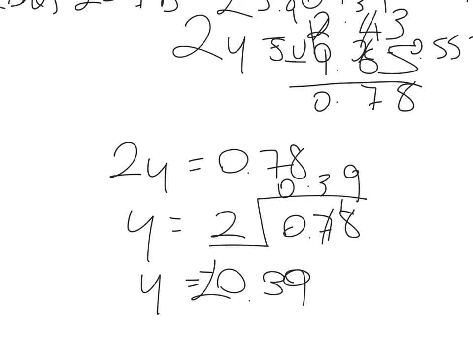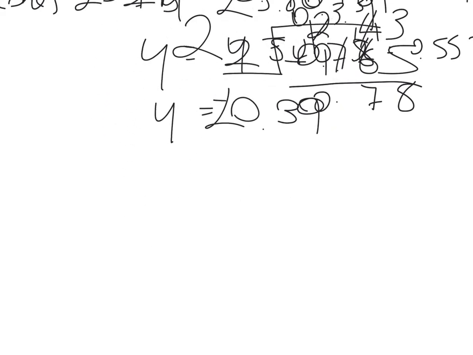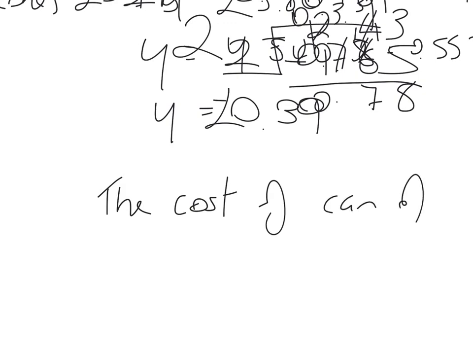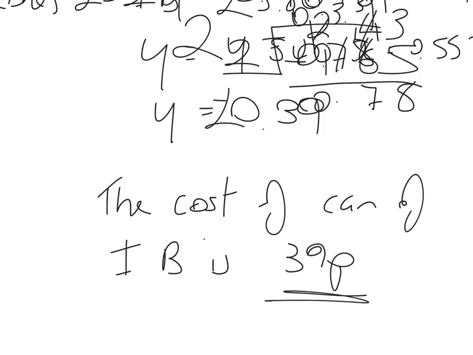But how do we say that? That's 39 pence. So what is it we're looking for again? Explain it to the examiner. The cost of a can of Irn-Bru is 39p. That's the question done.